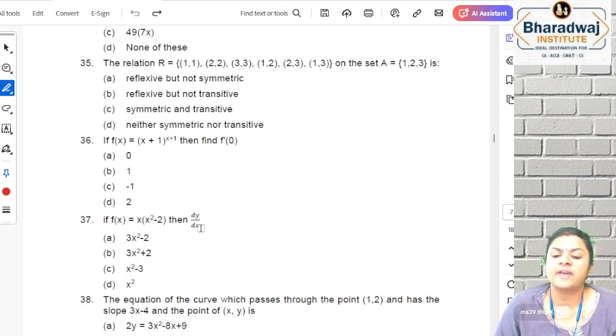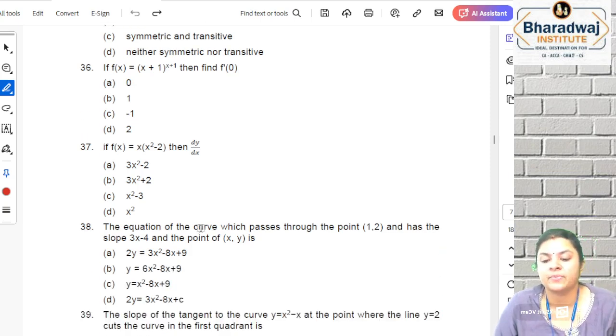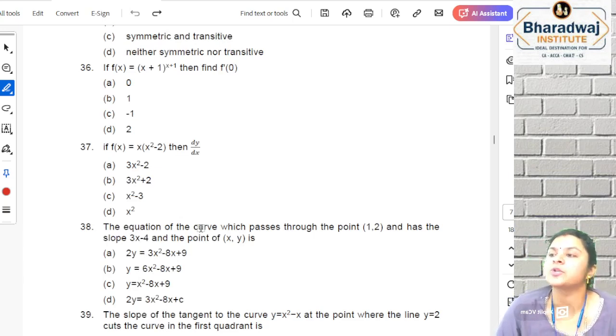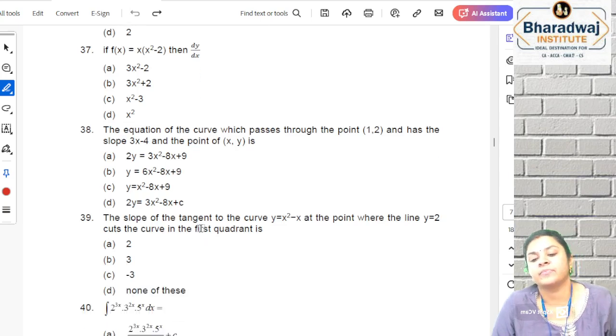36th. F of x is equal to x plus 1 the whole power x plus 1. Find f dash of x, f dash of 0. Find the differentiation, and you have to do it in the logarithmic function. Okay. 37. F of x is equal to x into x square minus 2, dy by dx is. This is x cube minus 2x. So 3x square minus 2. Directly you can simplify.